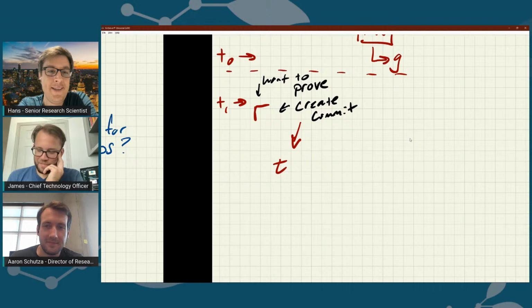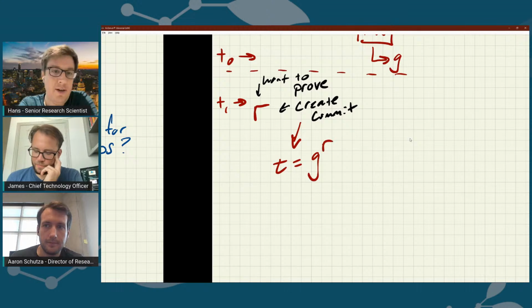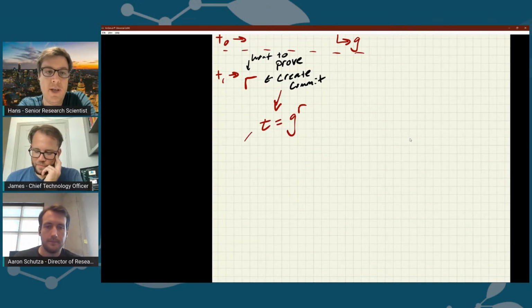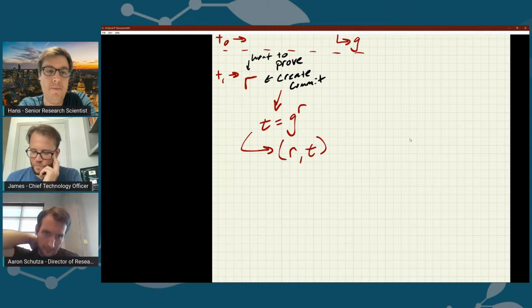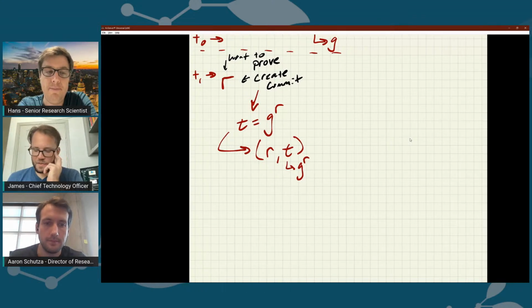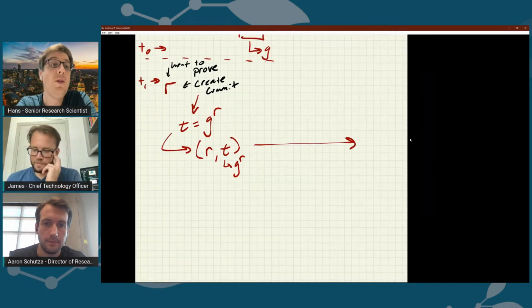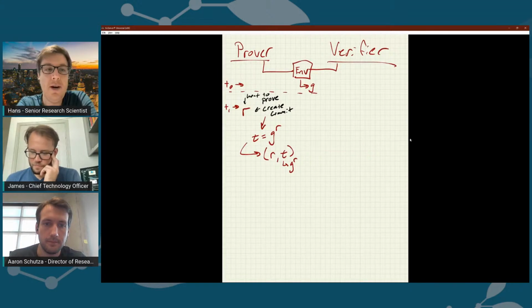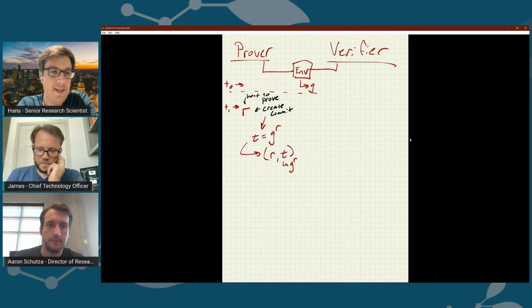So at time t1, they want to prove r, and so they create a commit. You said t, which is g to the little r, right? G to the little r, correct. So now you have a tuple of r and t, remembering that t is actually g to the r, right? Yeah. And you send that to the verifier? You only send t. If you sent r, then you'd reveal your secret. Of course. I'm sorry. Yes.